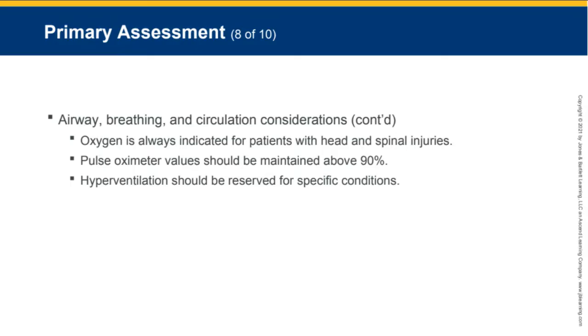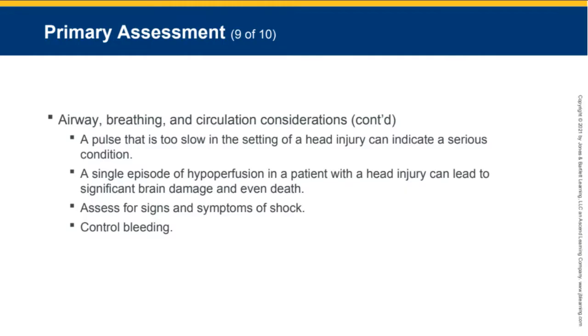Hyperventilation should be reserved for specific conditions, and your medical director may order you to hyperventilate if the patient is having signs of raised intracranial pressure. A pulse that is too slow in a setting of a head injury can indicate a serious condition. A single episode of hypoperfusion in a patient with a head injury can lead to significant brain damage and even death. Assess for signs and symptoms of shock, control bleeding.